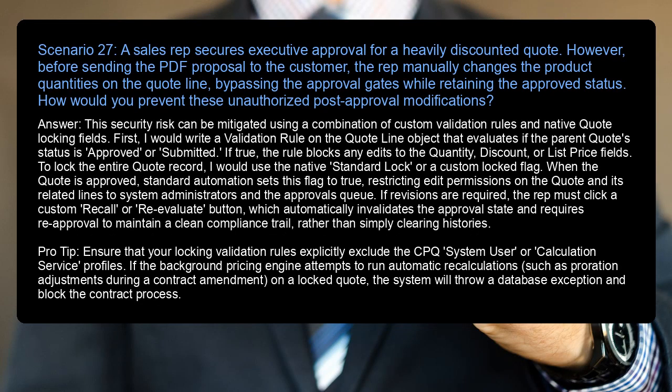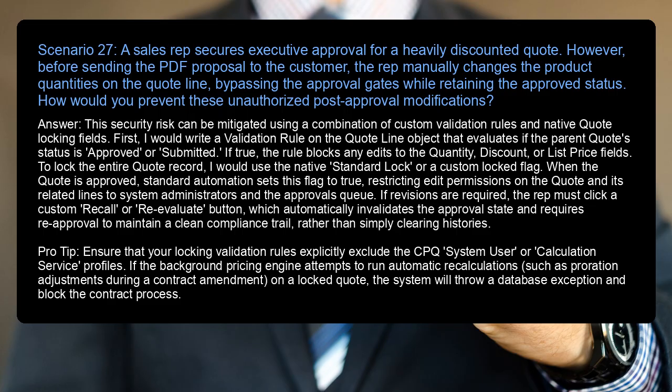Scenario 27. A sales rep secures executive approval for a heavily discounted quote. However, before sending the PDF proposal to the customer, the rep manually changes the product quantities on the quote line, bypassing the approval gates while retaining the approved status. How would you prevent these unauthorized post-approval modifications? Answer: this security risk can be mitigated using a combination of custom validation rules and native quote locking fields. First, I would write a validation rule on the quote line object that evaluates if the parent quote status is approved or submitted. If true, the rule blocks any edits to the quantity, discount, or list price fields.